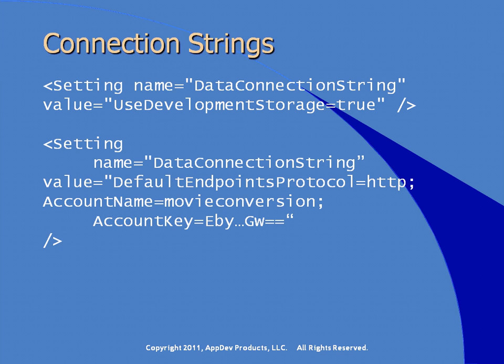But when you deploy to production, or in other words, if you deploy to the cloud, you want to include this information in your configuration file. You don't want to hard code your account name and your account key in your application code. You want to put that in your configuration file.